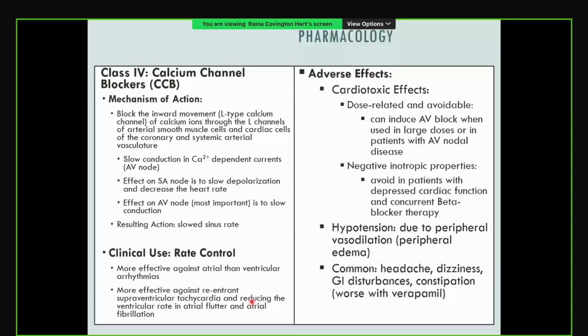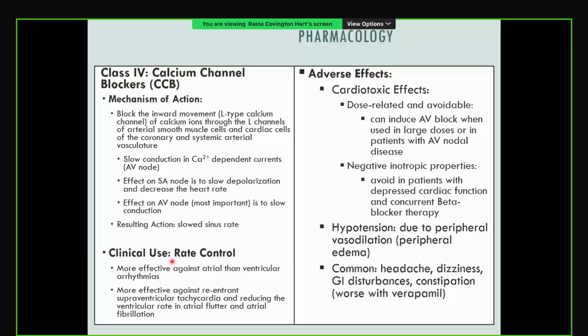All right, calcium channel blockers. So we've touched on calcium channel blockers. Y'all are going to see it again the next block, I believe, like you're not getting rid of calcium channel blockers. So your mechanism of action, blocking that inward movement of your calcium ions. So if you do that, that is going to slow down or decrease the conductivity that you have in your heart. So calcium channel blockers' main output or their net effect is that you have slowed down the heart rate. So your resulted action, slowed sinus rate.